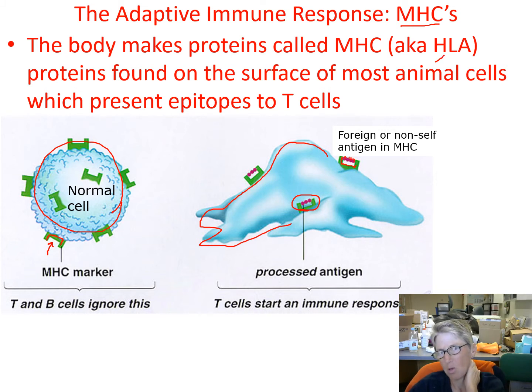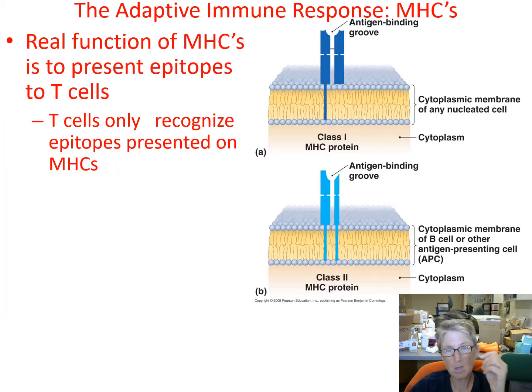MHC proteins are also called HLA, human leukocyte antigen proteins. They're found on the surface of most animal cells, and we're animals, and they present epitopes or antigens to T cells. The real function of major histocompatibility complex molecules is to present epitopes or antigens to T cells. If you are a T cell, with your T cell receptor, you can only recognize an epitope or an antigen that is presented on an MHC.